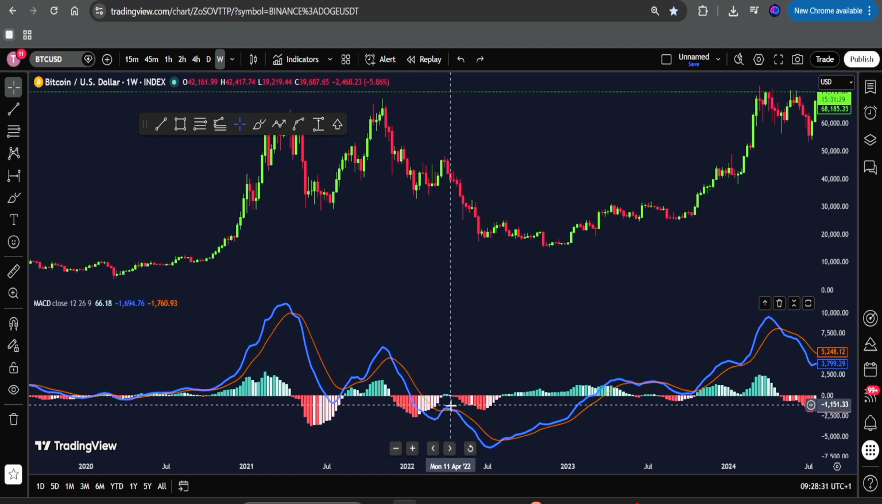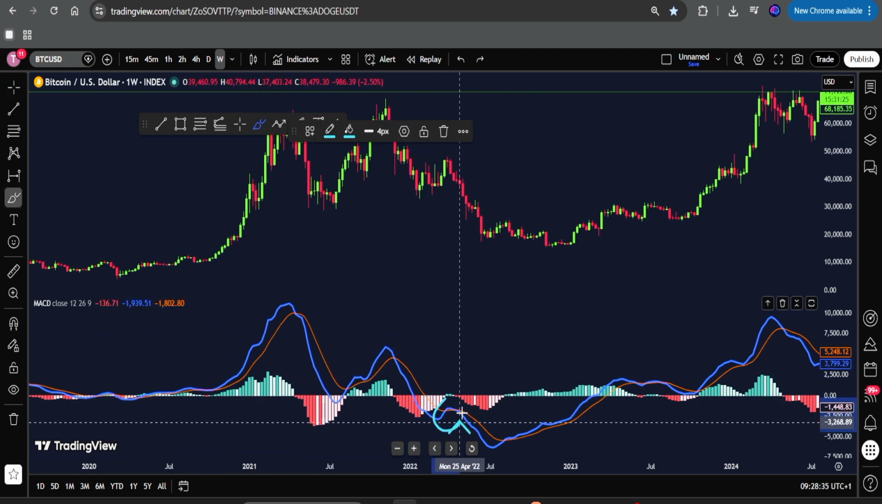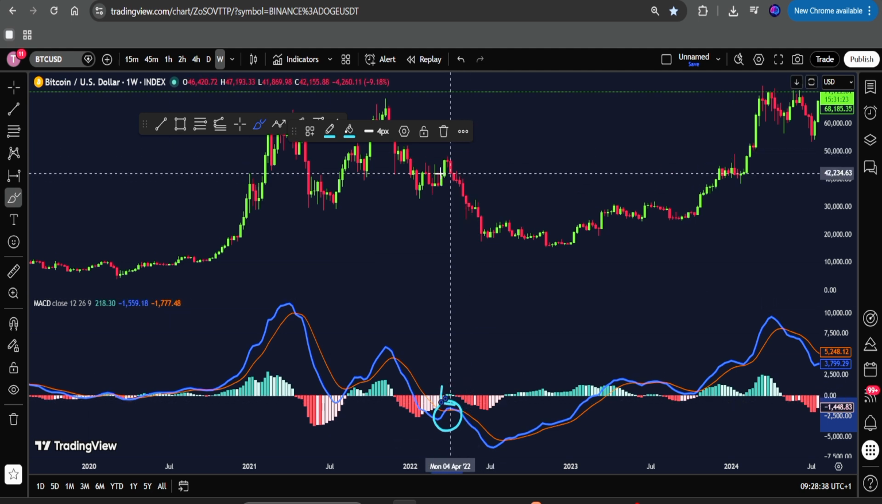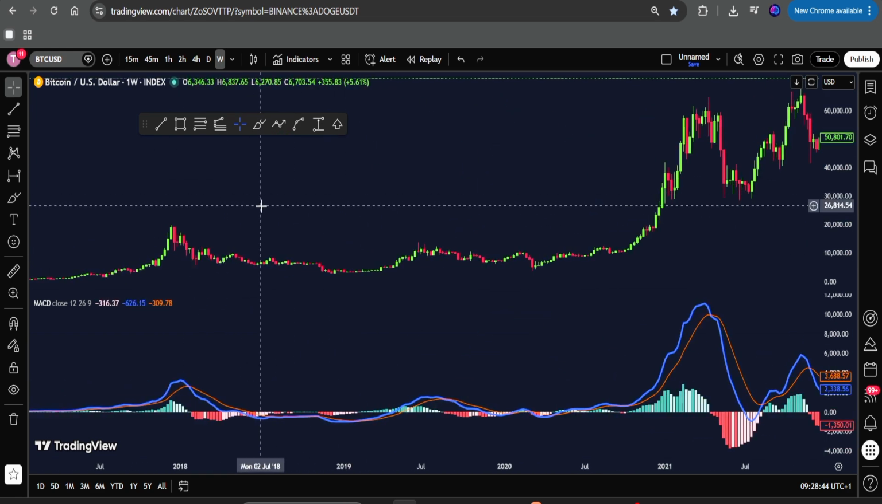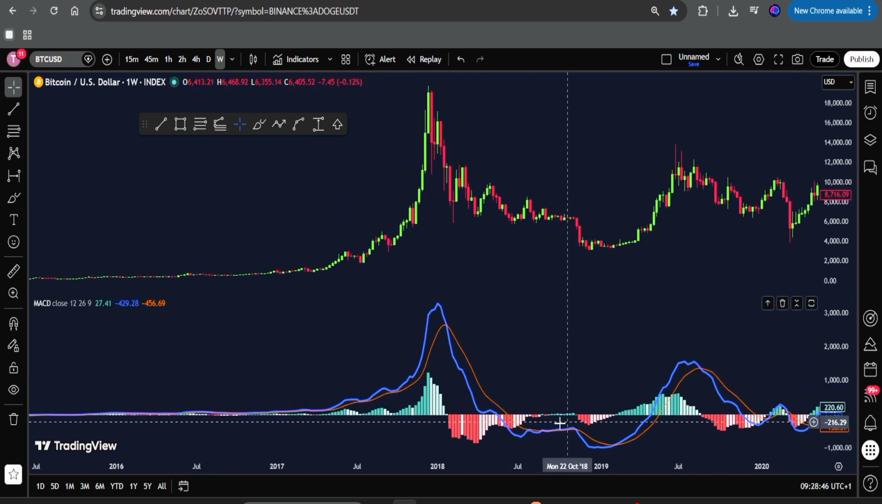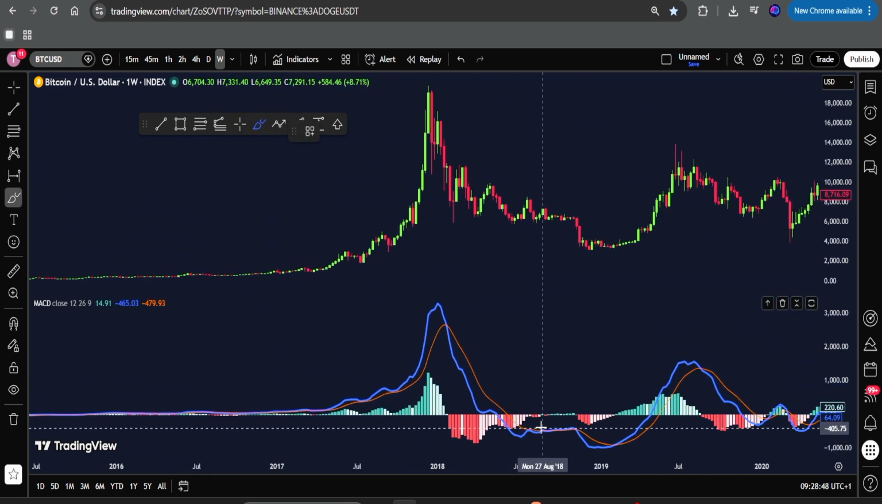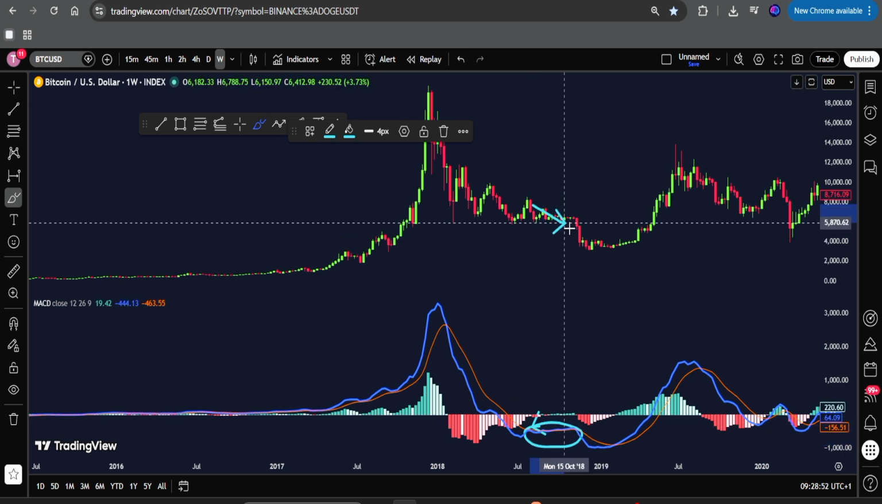Now, if you take a look at it here in 2022, we got the crossover of the line at this level. We got the crossover, but look at what we saw next: a major drop down. And also, if you take a look at another example here, we saw the crossover at this level. What did we see next? A major drawdown.